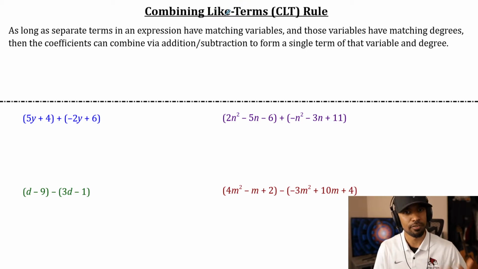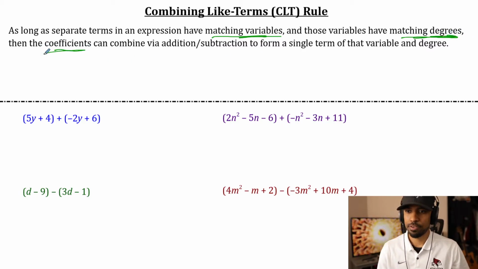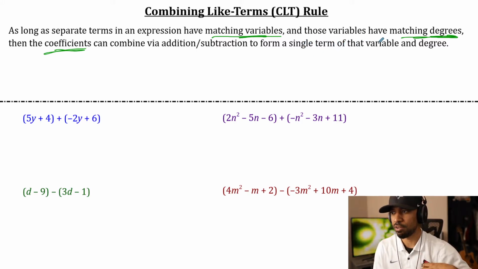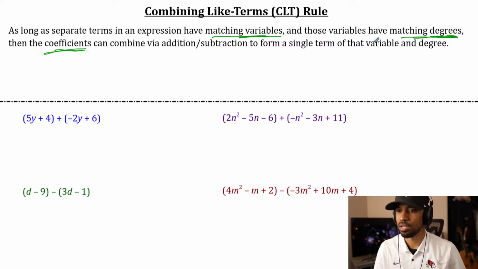Combining like terms, you might have heard it before. In short, CLT. If you ever see any of my videos show CLT, that's what it means. What is this rule? What does it mean? Here's what it says. I'll break it down. I'll make sure that it makes sense and all that. As long as separate terms in an expression have matching variables, and those variables have matching degrees, then the coefficients can combine via addition or subtraction to form a single term of that variable and degree.